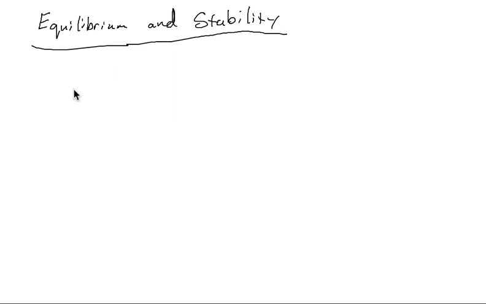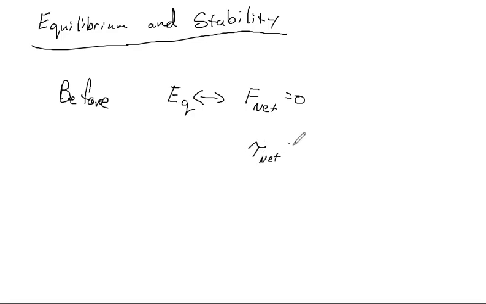So the basic situation is, before we said that equilibrium implied F net equals 0. Now we're going to enlarge this to say that full equilibrium means not only is the net force equal to 0, but also the net torque is equal to 0. So if you see an object which is not moving, it's not rotating, well, then you know it's in equilibrium.